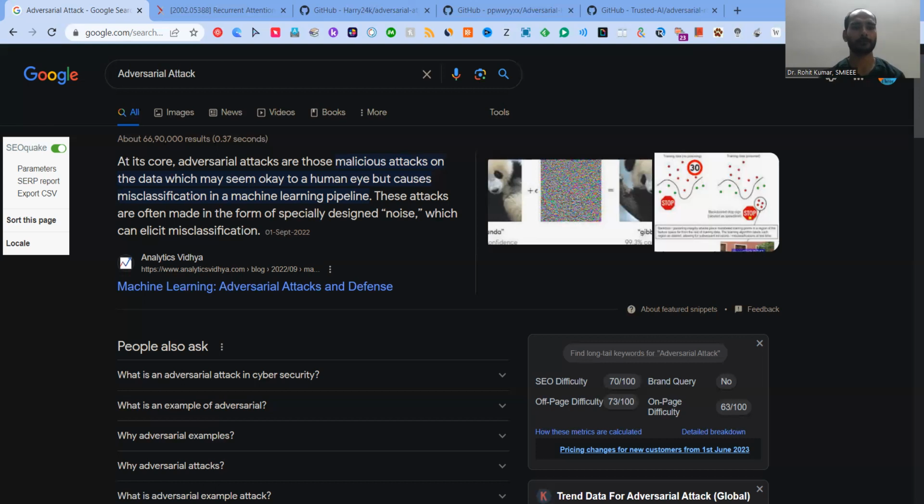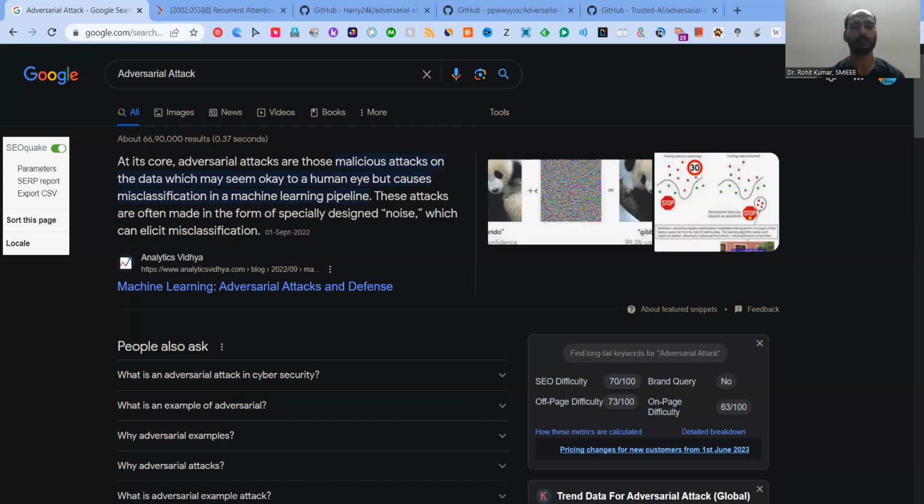As you can see here, the page says that adversarial attacks are malicious attacks which may seem okay to the human eye, but cause misclassification in the machine learning pipeline. Any machine learning or deep learning model takes some training and then tests, meaning it gives real-world classification. But suppose your training itself is wrong or there is some noise. Is it going to give you the accuracy you are looking for? Obviously not. That's why the adversarial attack comes into the picture.